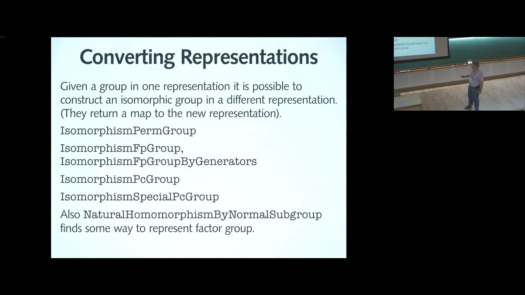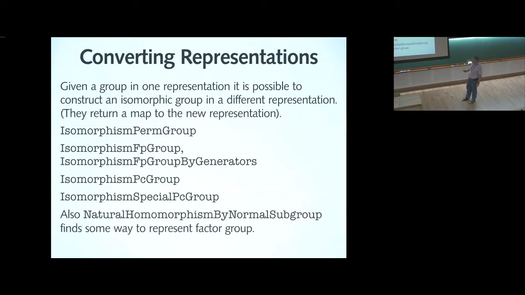They're typically called isomorphism and then the kind of group you want. So if you have a matrix group and you want instead an isomorphic permutation group, you would call IsomorphismPermGroup on that group, and GAP will give you such an isomorphism. IsomorphismPcGroup will give you an isomorphism to a group given by a PC presentation, the groups Sergei talked about. There is also IsomorphismSpecialPcGroup.